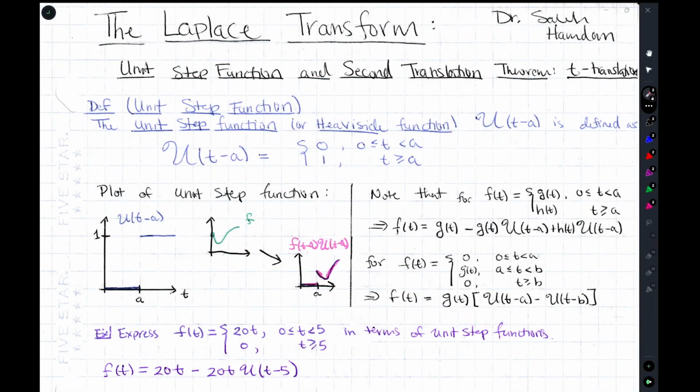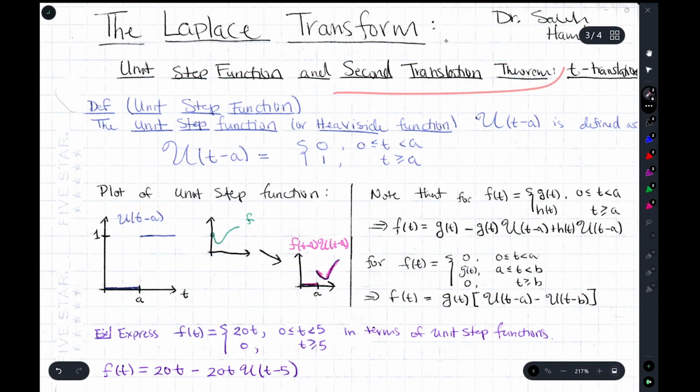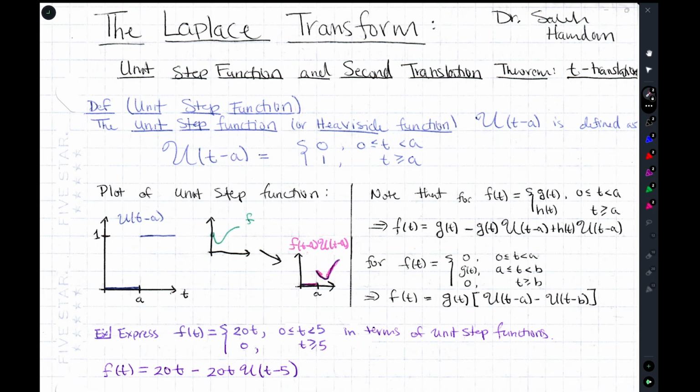So we've looked at the first translation theorem, which dealt with translations in S space. And now we'll look at the second translation theorem, which deals with translations in T space. Okay? And we'll also need to consider the unit step function since we're looking at translations in T space.